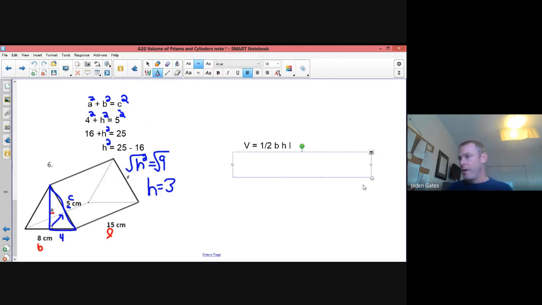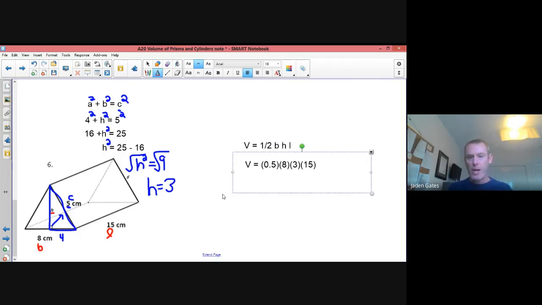All right, so we had to do a little bit of extra work there, but now I'm ready to find the volume of my prism. Again, 1/2, I'm going to convert that to a decimal. Again, you can see why I label my diagrams, right? Because I just did a bunch of work, I could have got lost, but now I know. I look back. There's my base, it's 8. My height, we just found that, 3. And then my length, we got 15.